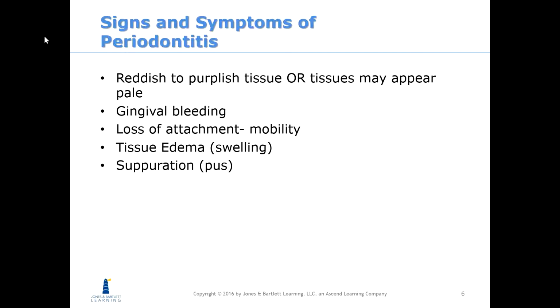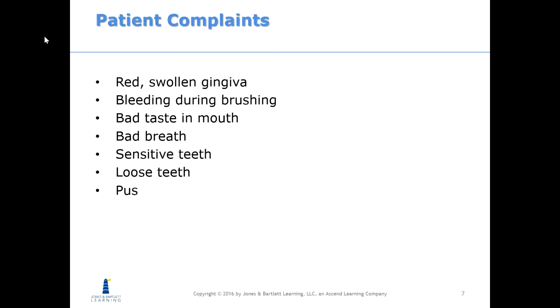So through our discussions and from even having gotten this far in the program, we know that the signs and symptoms of periodontitis include reddish to purplish tissue or tissues appearing pale. And remember, we spoke about tissue being fibrotic. And when tissue is fibrotic, there is no blood flow. That's why the tissue appears so pale. You will have gingival bleeding, loss of attachment, which leads to mobility, and then, of course, tissue edema and suppuration.